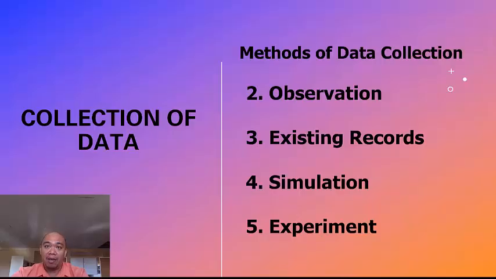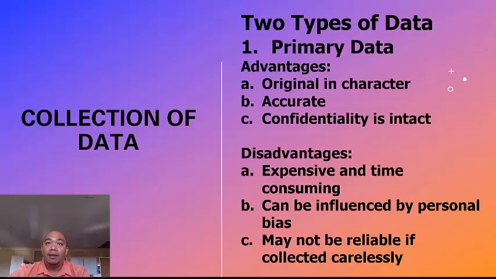And another method is the experiment. In performing an experiment, a treatment is applied to part of a population and responses are observed. Data are obtained under controlled conditions. And there are two types of data. One is primary and another one is secondary.